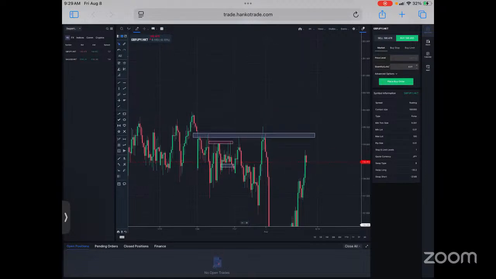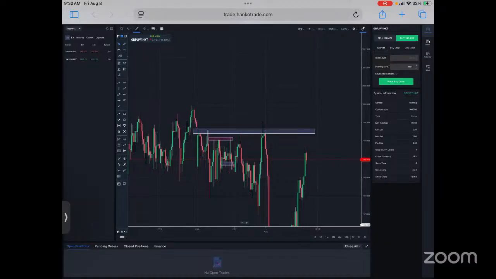The chart that you see here on Hanko actually looks like the chart that I was previously on, my other broker. I just don't have the other stuff on there.